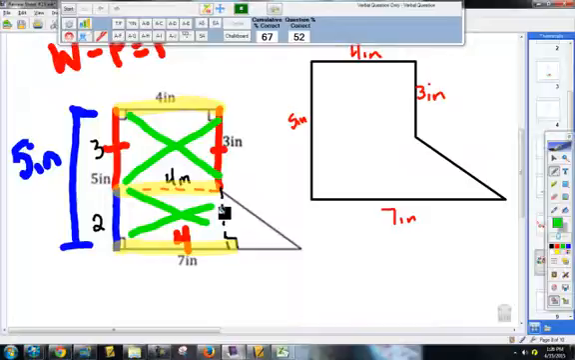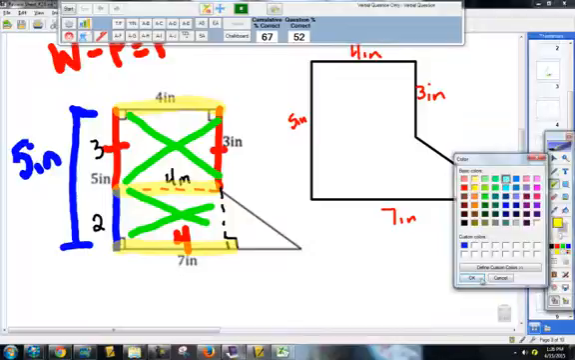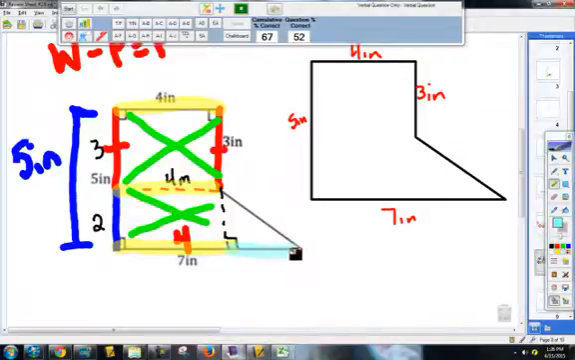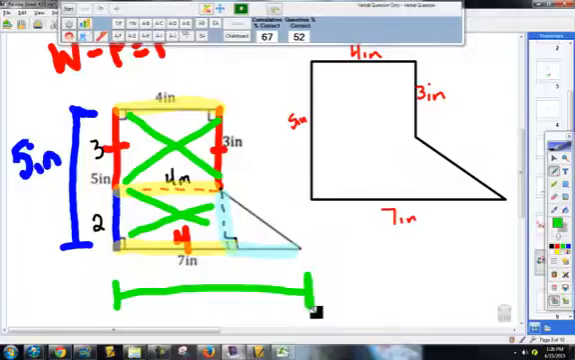Do I know a base and a height off that just looking at it? No, so I've got to do some work here. I'll pick a different color, and I need to figure out what that length is, and I need to figure out what that length is. This is where you really have to think deeper. How am I going to figure this out? Yep. If the entire bottom is 7, and the rectangle part at the top is 4, subtract 7 by 4.